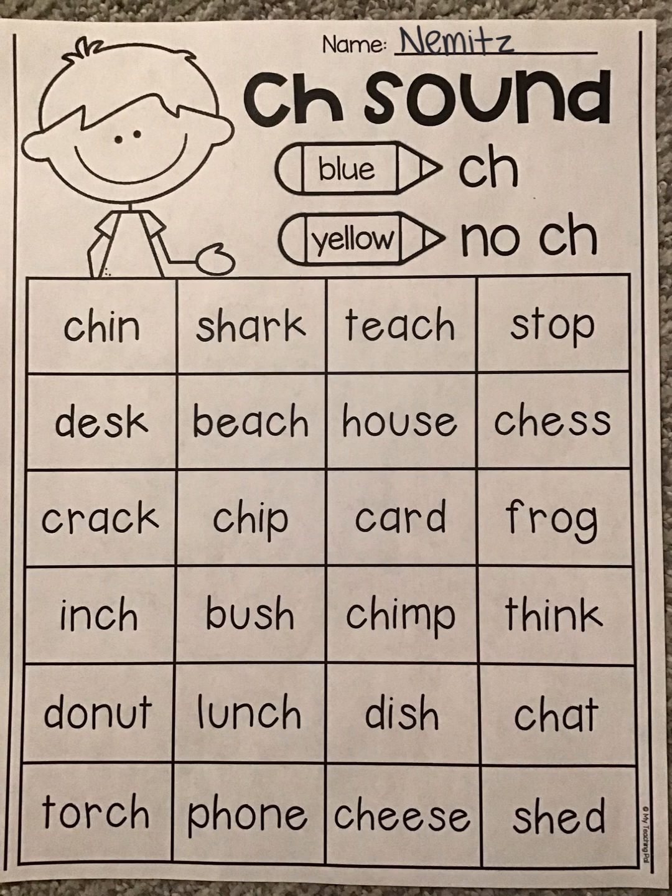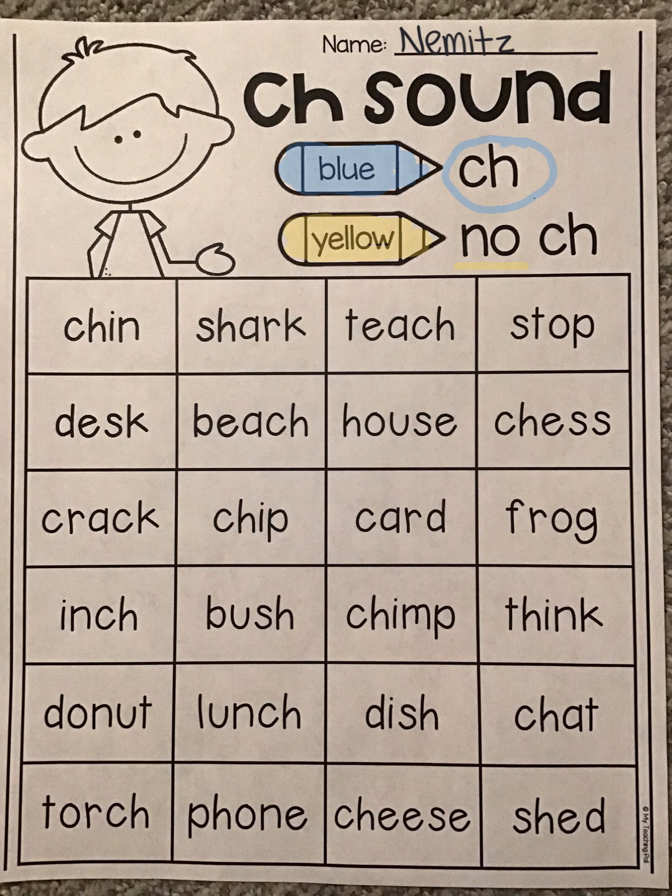For today's worksheet, you will need a blue and yellow crayon. You'll notice at the top of our paper we have a blue crayon. So we are going to color words with the CH digraph blue. We also have a yellow crayon. And we are going to color words yellow that have no CH digraph.